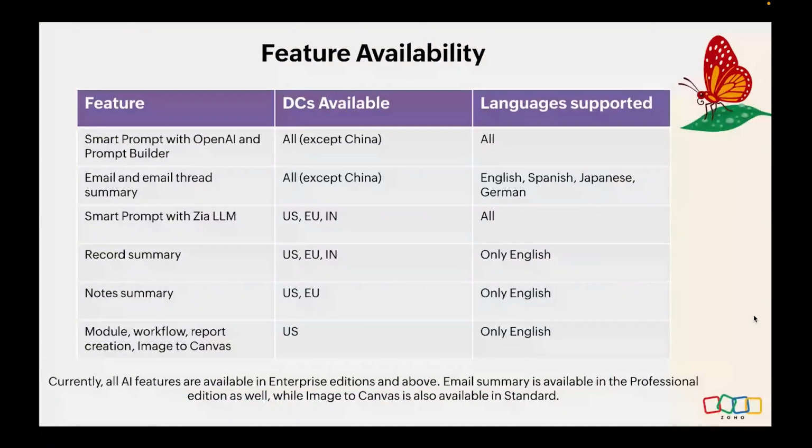This is just a quick look at the feature availability. I know that we have a lot of customers joining us whose accounts will be in various DCs and they may be in various editions as well. So this is just a quick look at which DCs each of the features that I've spoken about are in, and the languages that they're available in as well. Smart Prompt with OpenAI is going to be available in all DCs, but Smart Prompt with Zia we have only in US, Europe, and India as of now.